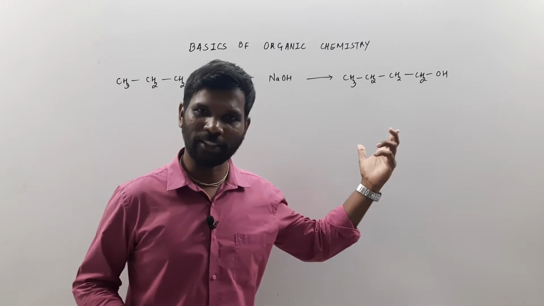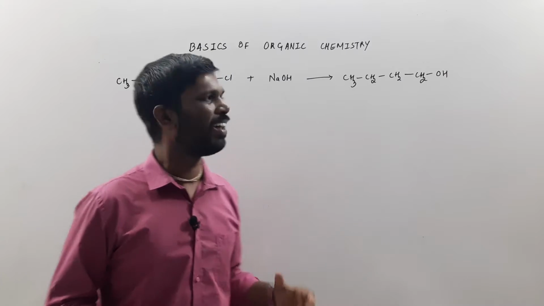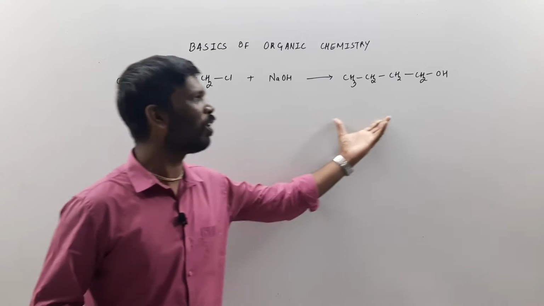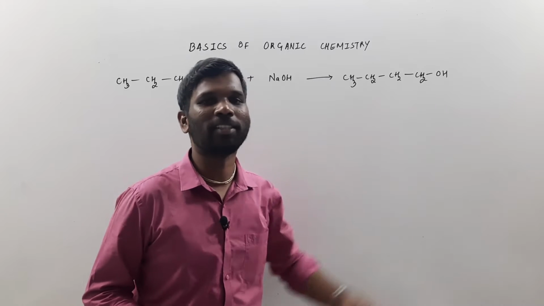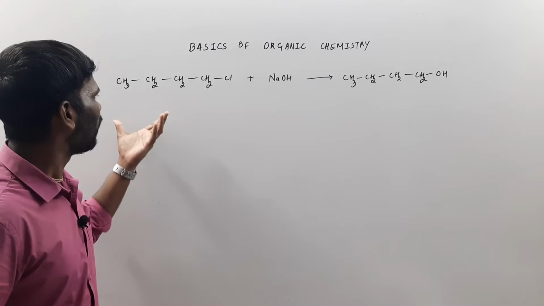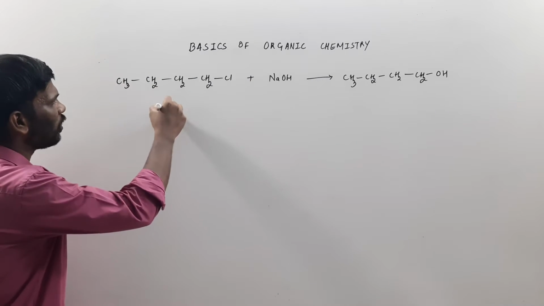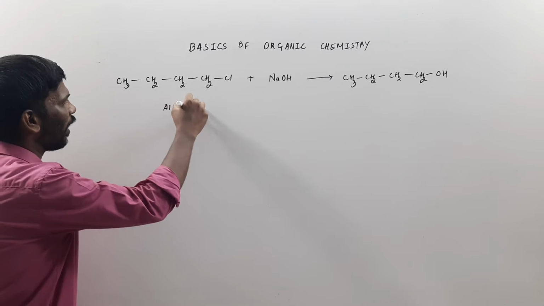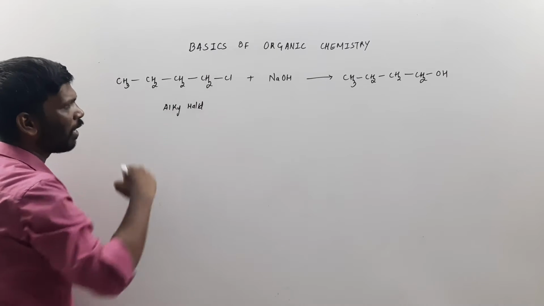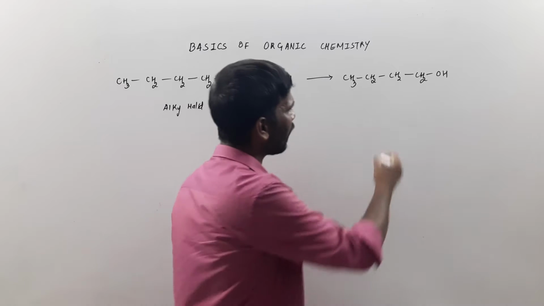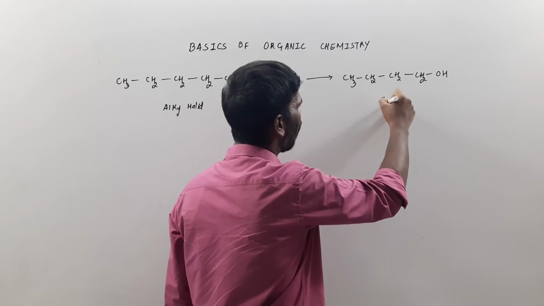Let's not memorize, let's understand how we are getting this alcohol over here. There is an alkyl halide, some alkyl halide. I reacted that with a base and I am getting an alcohol.